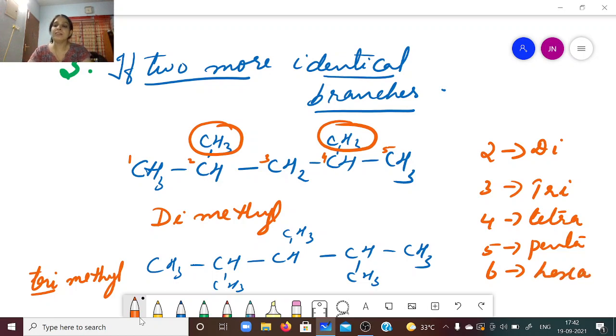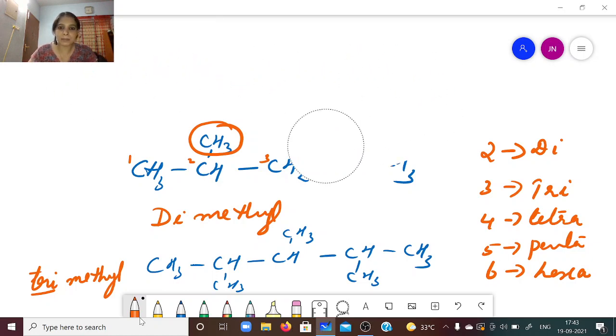So these are the prefixes we can use before the name, if more than one branches are there and which are same. Understand? Which are same. Okay. So using this, let us start naming first. Then we will go to the other rules, the three rules I told. So using this, let us just start naming.